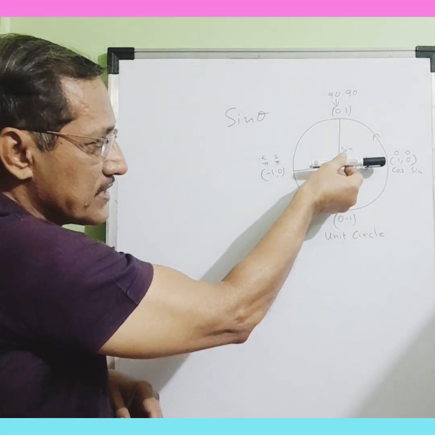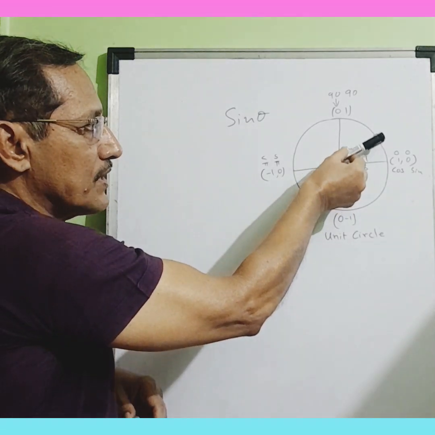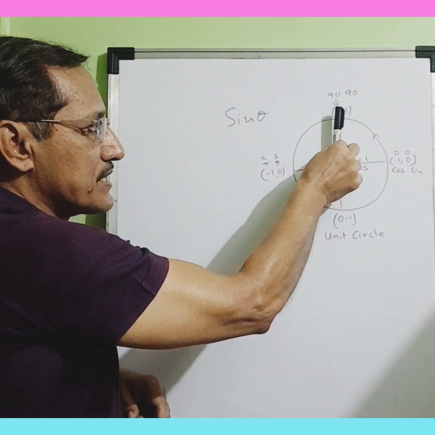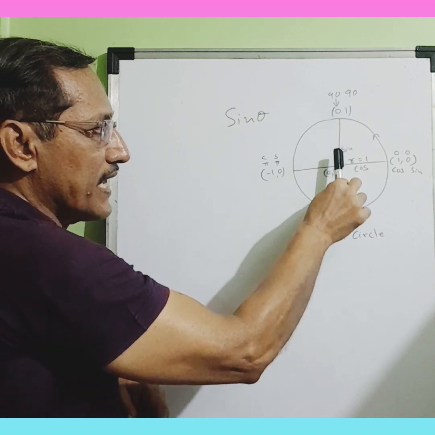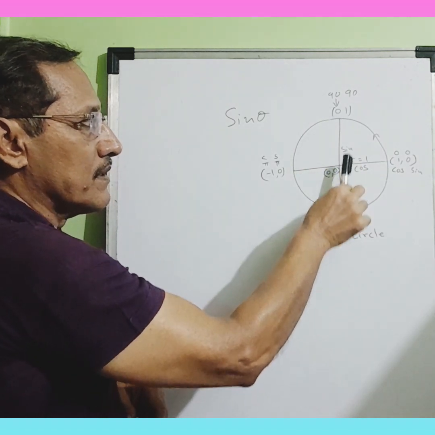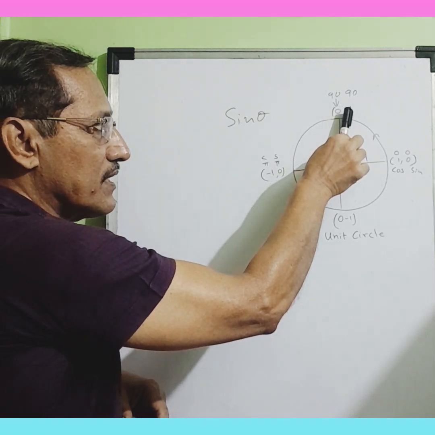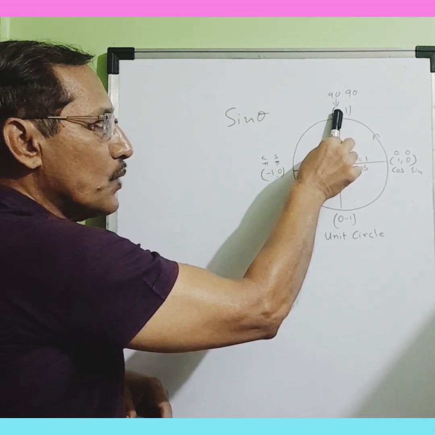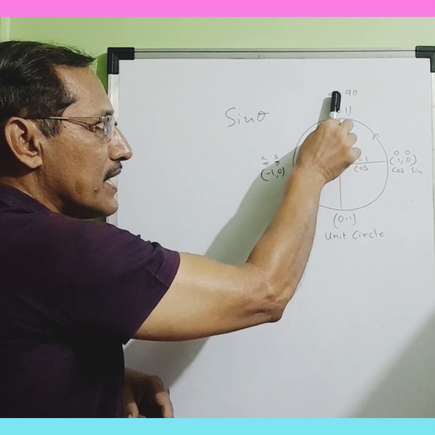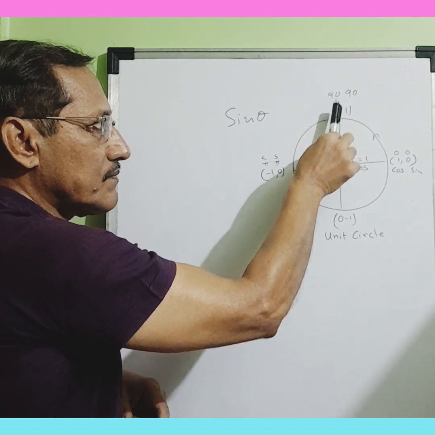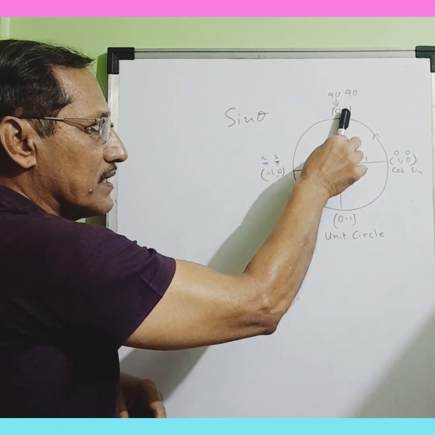Why? For this reason. Now we rotate it in the anti-clockwise direction and come over here. Now the angle becomes 90 degrees. So this is for 90 cos, this is for 90 sine. This is the reason why cos 90 is 0 and sine 90 is 1.